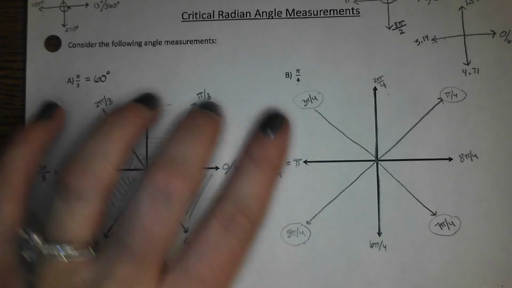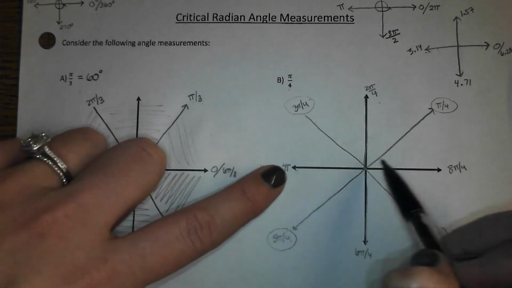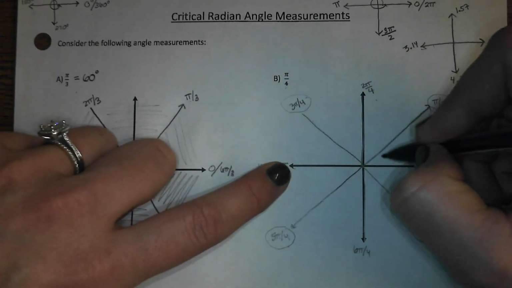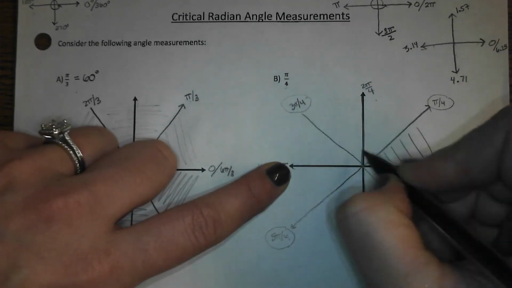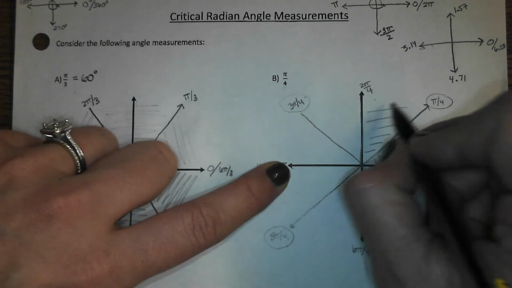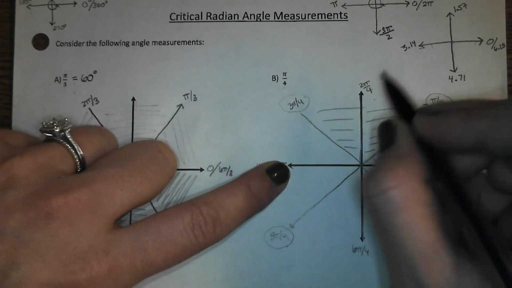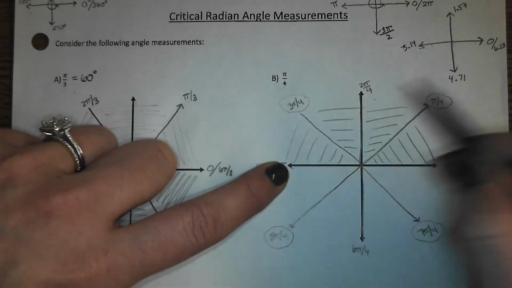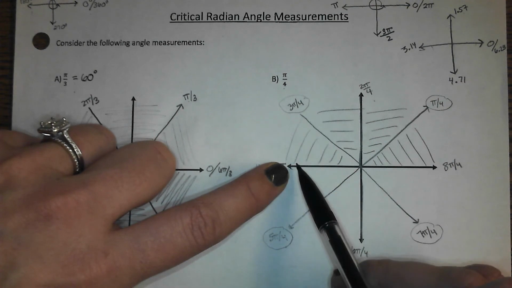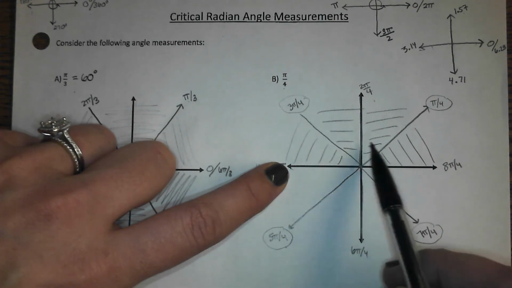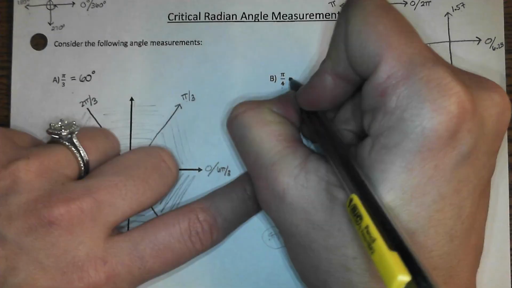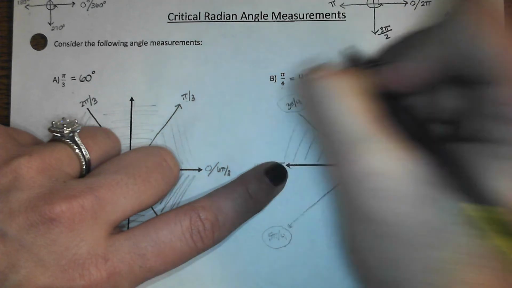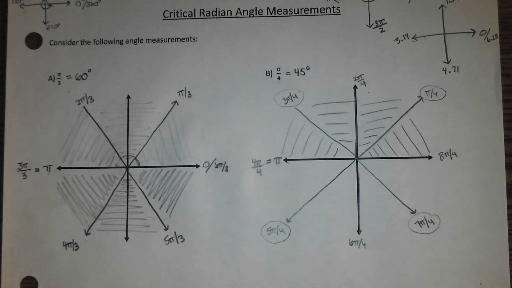In B, pi is 180, and we're splitting. Do you see the 4 parts that we split this one up into? Here's the first, here's the second, here's the third, and here's the fourth. If you split 180 degrees into 4 parts, how many degrees is each one? 45. So the pi over 4 family is like the 45 degree family.